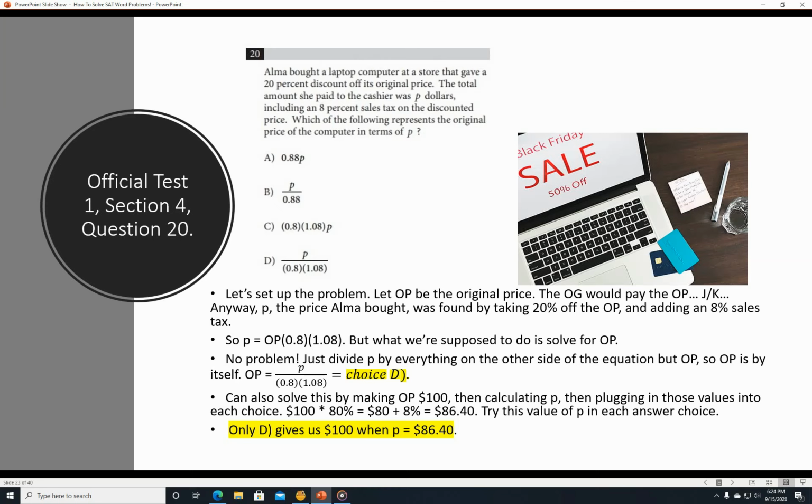Which of the following represents the original price of the computer in terms of P? Well, all right, let's set up the problem. Let OP equal the original price. You know, the OG would pay the OP. All right, JK, just kidding.